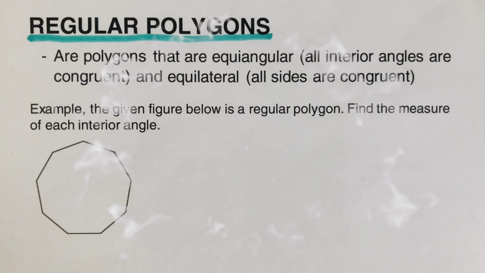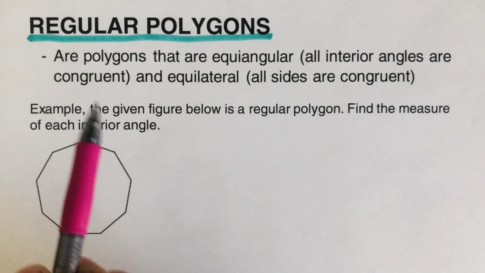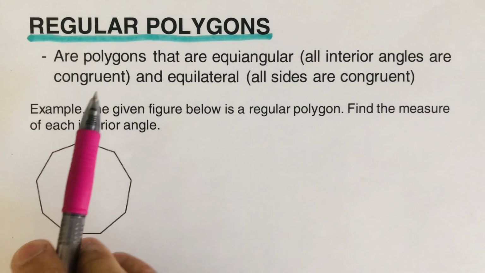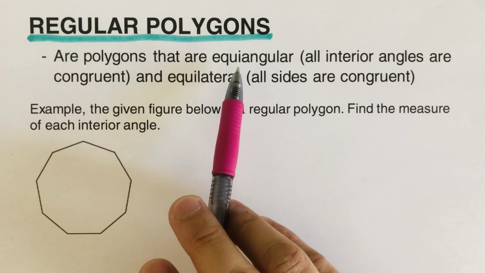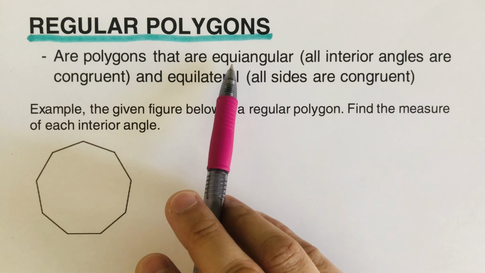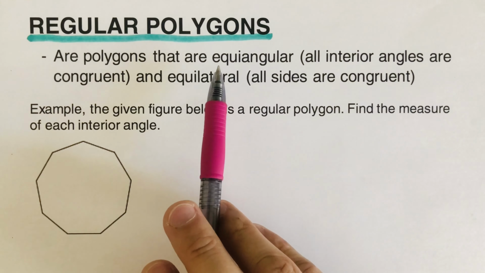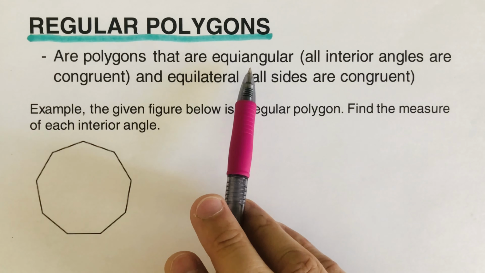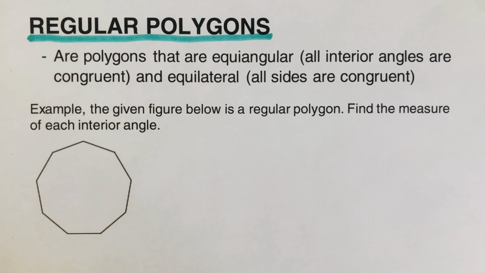Everyone, today we're going to talk about the properties of regular polygons. So there's a definition for the regular polygon here. Regular polygons are polygons that are equiangular. Equiangular means there are two words being combined here, equal and angle. So equiangular means all of the interior angles are equal.